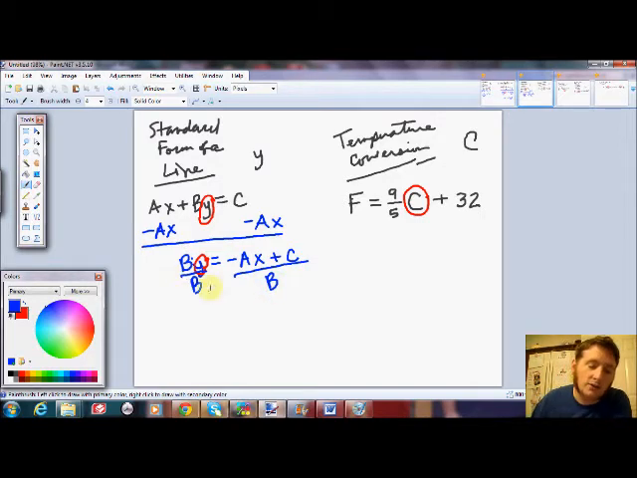And those b's cancel to a 1, and so it'd be 1y. I could leave it this way, but to make it look a little more like something you're used to seeing, I'm going to write it as the fraction opposite of a over b, x, plus c over b.